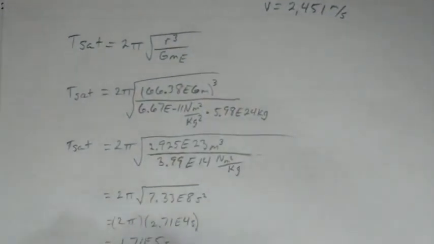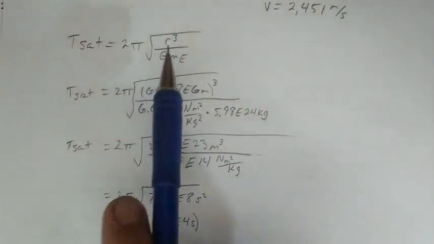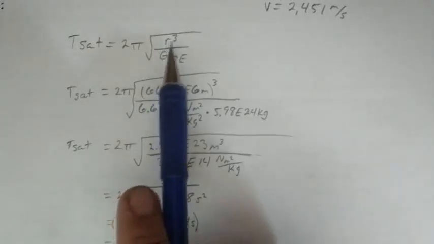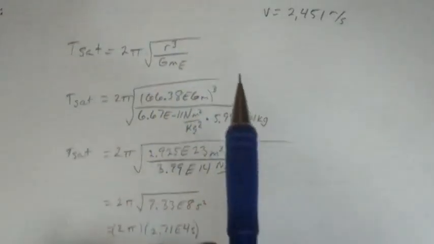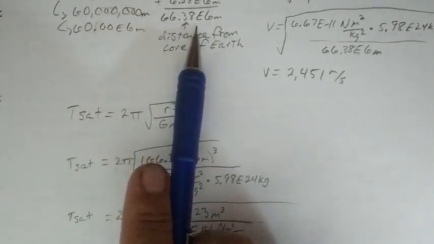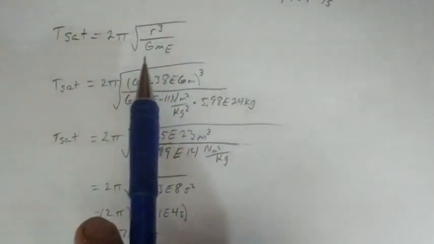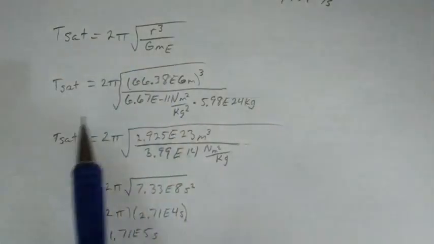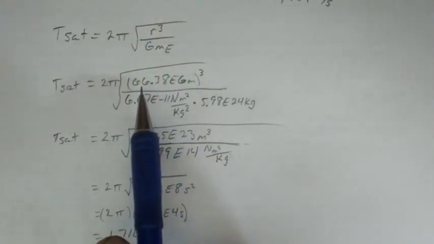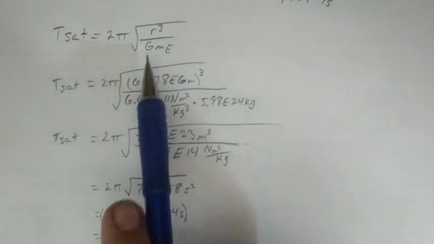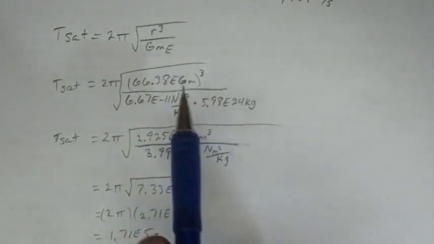So the time of a satellite in orbit is, again, on the equations page, equal to 2 pi times the square root of r cubed over the gravitational constant and the mass of the Earth. And again, the r is the radius of the orbit above the core of Earth, so we're going to use that number that I calculated here. So here's the distance from the satellite to the core, cubed, the gravitational constant, and the mass of the Earth.